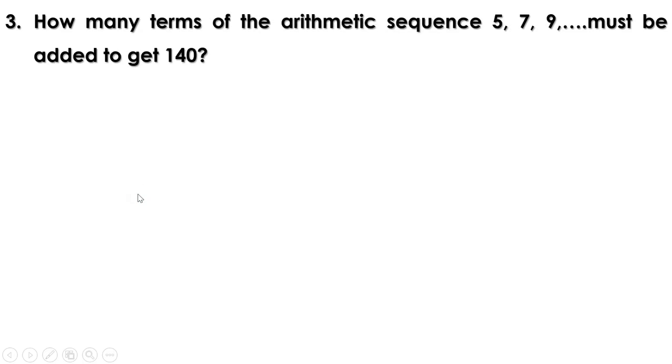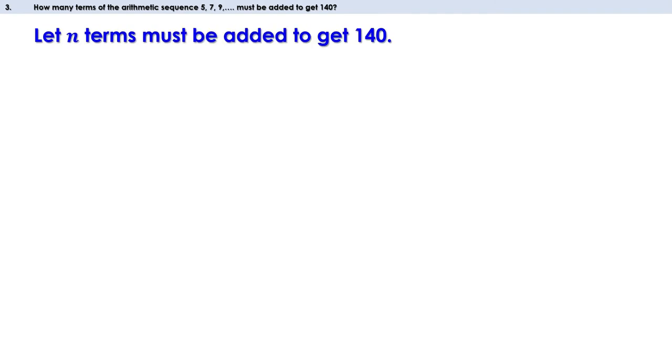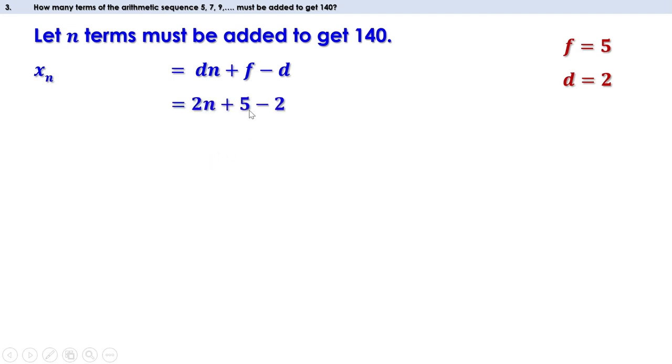Third problem. How many terms of the arithmetic sequence 5, 7, 9, etc. must be added to get 140? Let n terms must be added to get 140. To find the sum of n terms, we need the first term and the nth term. First term is 5, common difference is 2, and the nth term is dn plus f minus d. f is 5, d is 2. Replacing the values, we get 2n plus 5 minus 2. 5 minus 2 is 3, so we can write this as 2n plus 3. That is, the nth term of the sequence is 2n plus 3.